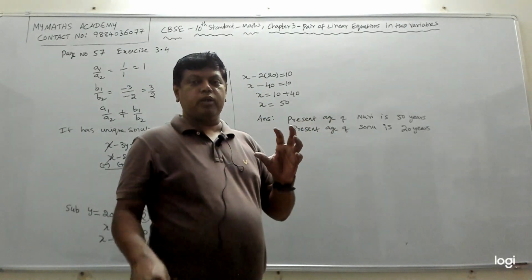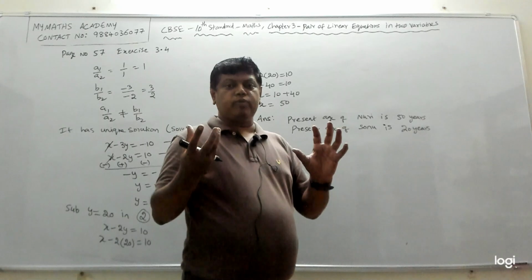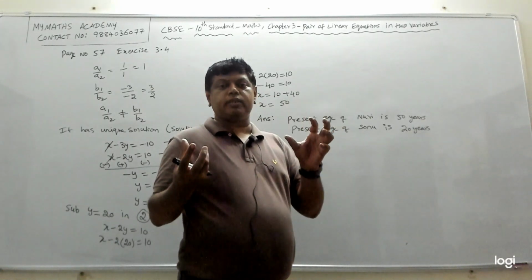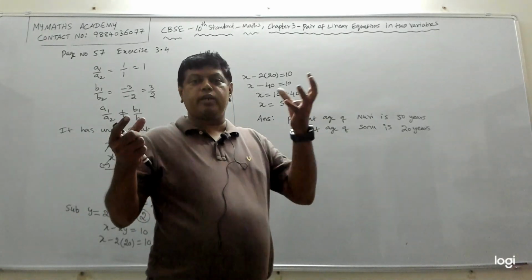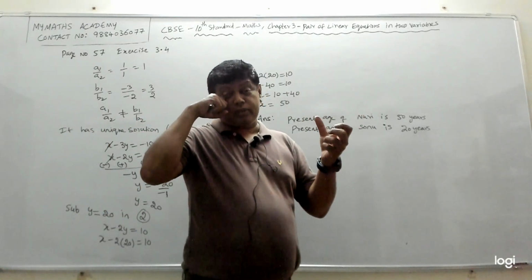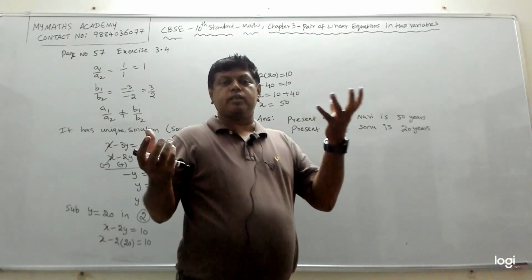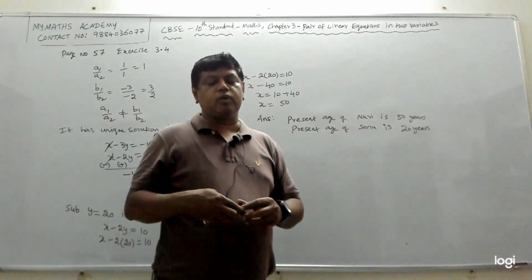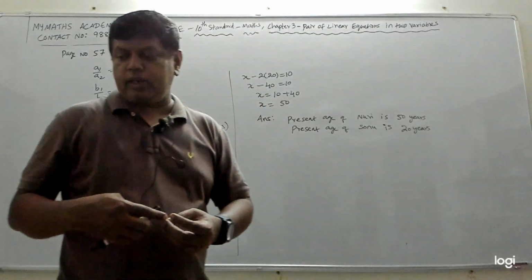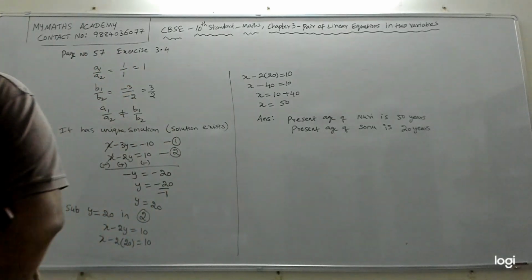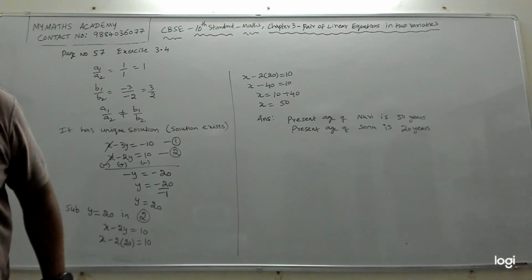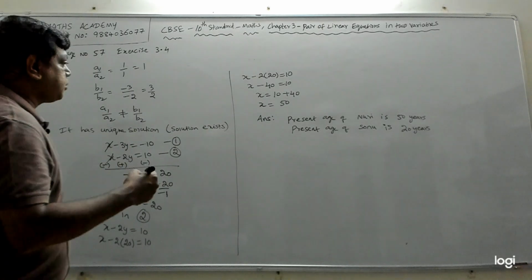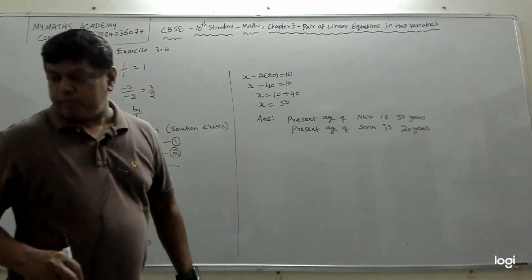So Noori will be 60, Sonu will be 30, which means Noori's age is twice Sonu's age. 2 into 30 gives you 60. So 2 times Sonu's age is equal to Noori's age. Clear? So our answer is right. Now we will continue with the next problem.